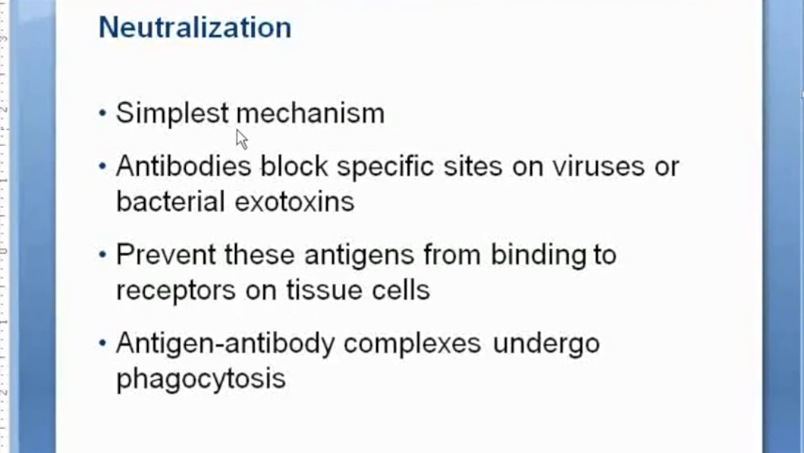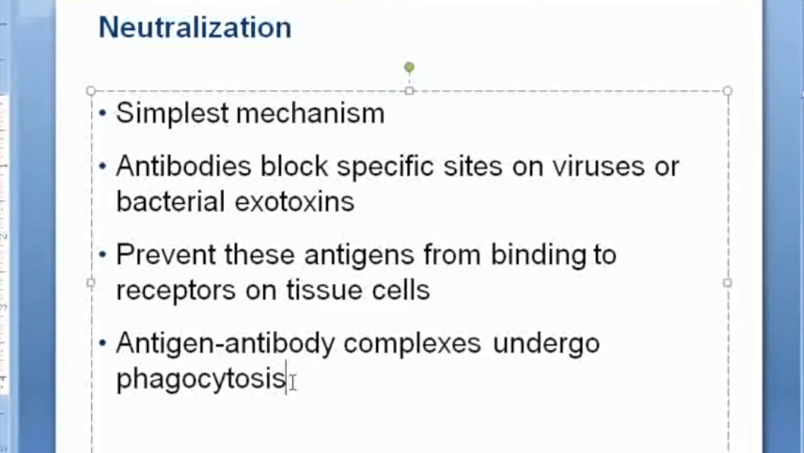Look here, neutralization, the simplest method. Antibodies block specific sites on a virus or bacterial exotoxin. Why? Because it's in body fluids. They prevent them from binding to receptors on tissue cells. They render them harmless. And then those complexes mark it for phagocytosis. What do we call anything that tags something for phagocytosis? Opsonin. Very good.